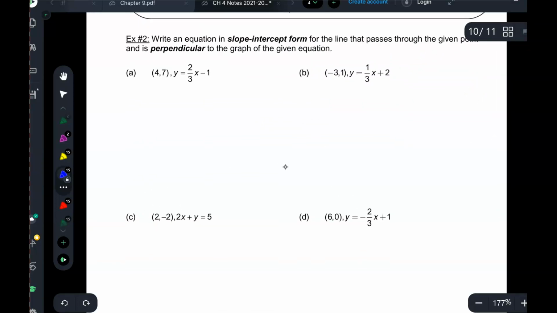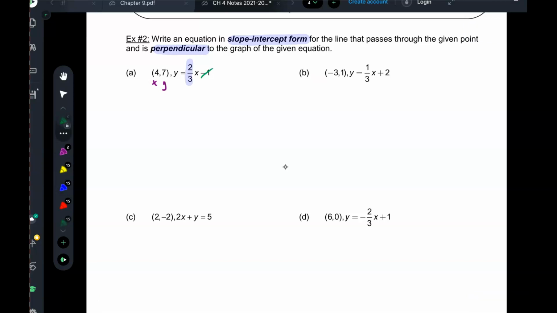Okay, so this is going to look very similar to what we just did, but this time we want slope-intercept form of a perpendicular to the graph that's given. So I have x and y, I have 4 and 7. Now, the slope of this line is 2/3. I'm going to just cross off that negative 1 because I don't care about it. All I care about is that 2/3. Now, if I wanted a line parallel, we would use the 2/3. But if I want perpendicular, I want a negative 3 halves, or negative 3 over 2.